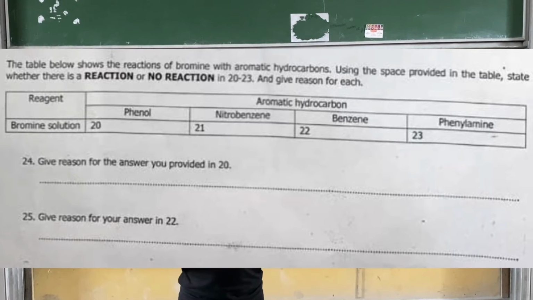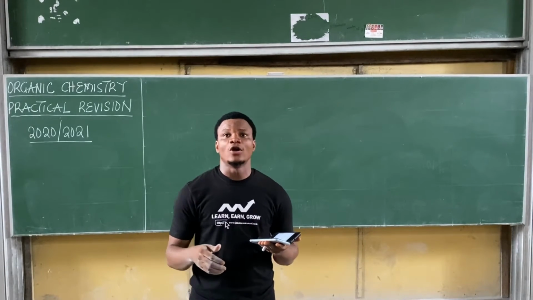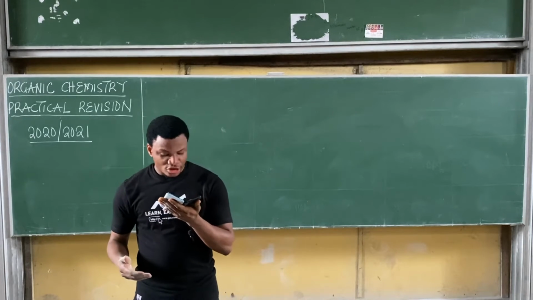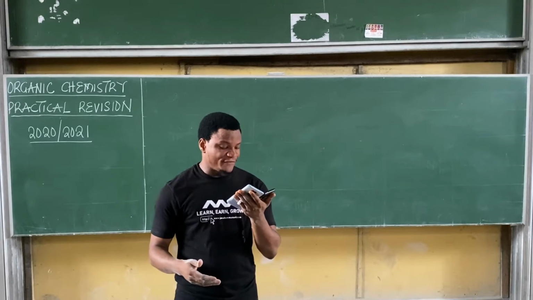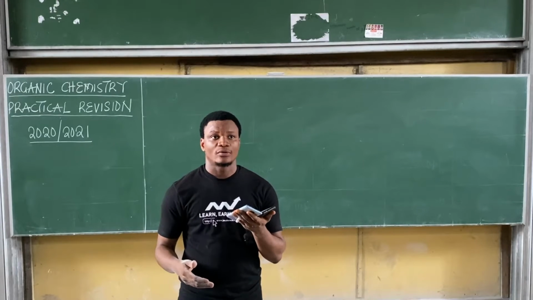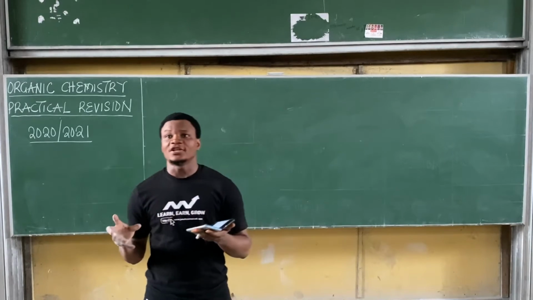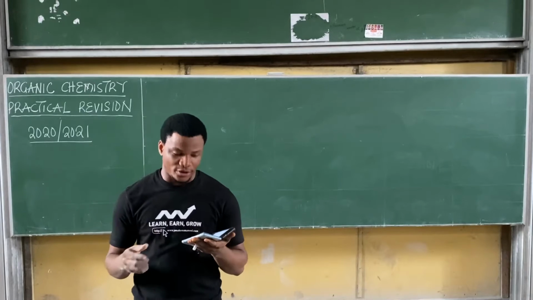24. Give reasons for your answer in 20. So phenol decolorizes bromine solution. 25 says, give reasons for your answer in 22. Benzene, being a proper arene, does not react with bromine solution.